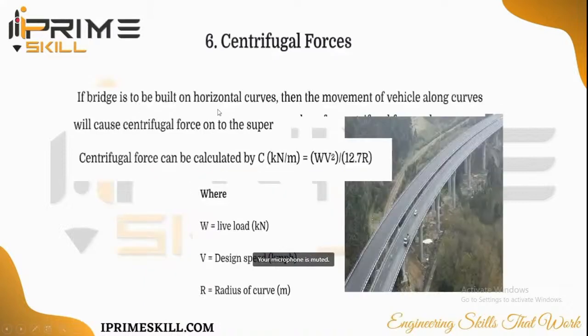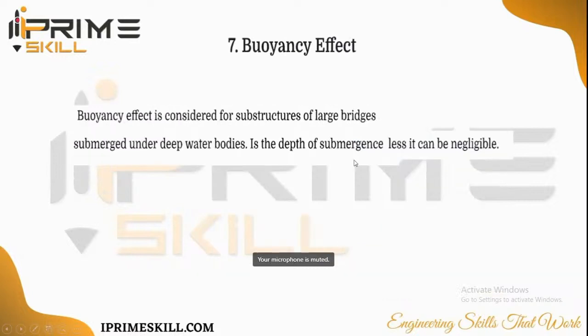Then if the bridge is built on horizontal curves, the centrifugal force, also called super elevation force, has to be considered, while turning and all. That is calculated by a formula. How the load is calculated is shown in kilonewton per meter. These are the factors that you have to consider.